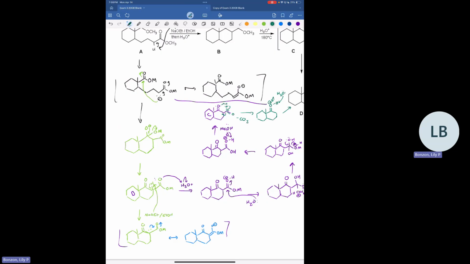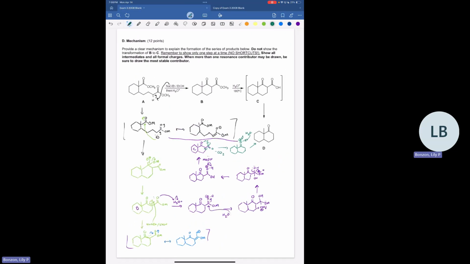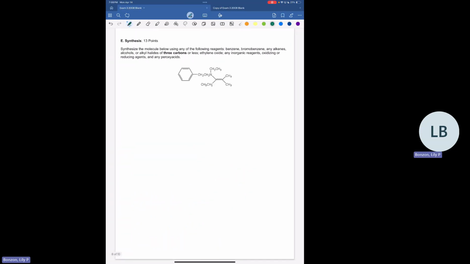No, this one, again, if you're asked to do something like this, it would be like half of it. This is a really crazy mechanism. I don't know why it's this long. But you might be asked to do the first half where you form B, or you might start at B and form D or something. You're not going to be asked to do all of this. Yeah, like, they hated this class or something. So I'm just going to go ahead and move on to synthesis.